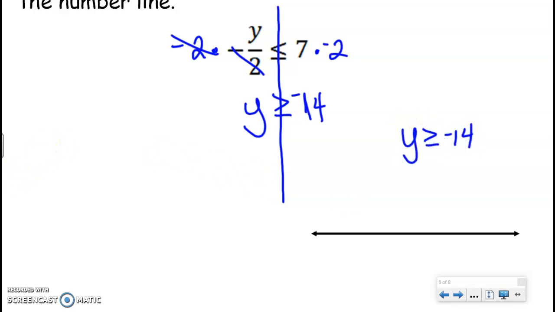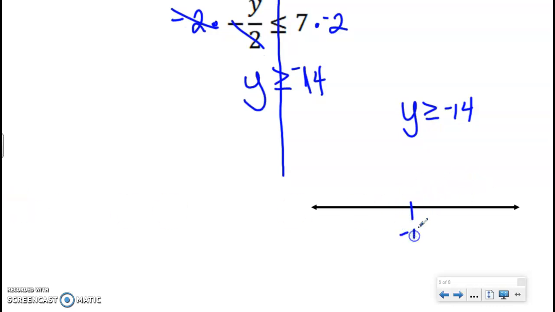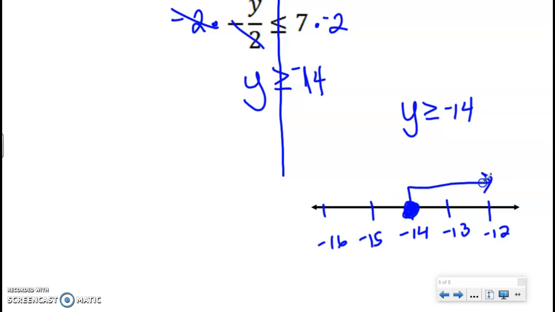Okay, or equal to. Okay, label your numbers, negative 14, negative 13, negative 12. They get bigger to the left because they're negative. Okay, and again, this time we have a closed dot because we have the equal to sign there. And then we are going to shade to the right, so you could also show it this way. And you're good.